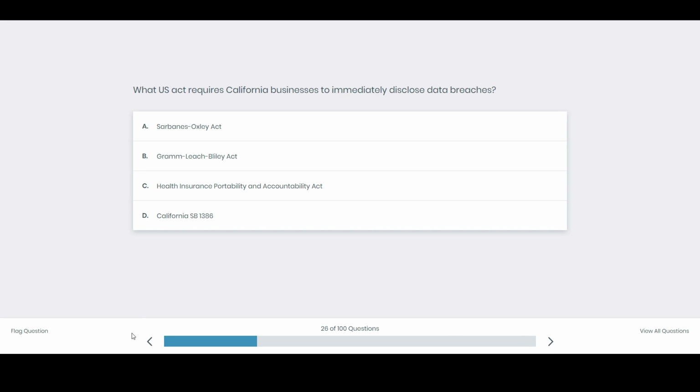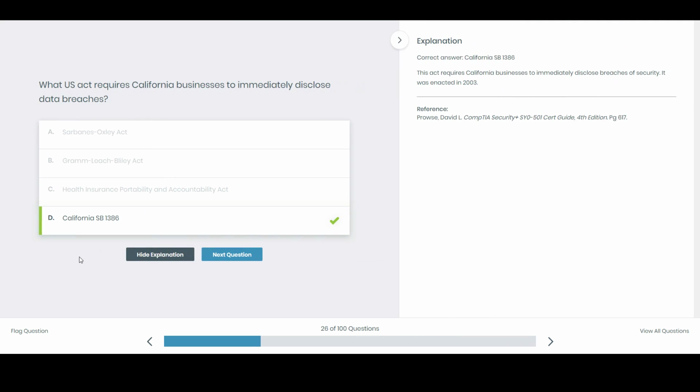What US Act requires California-based businesses to immediately disclose data breaches? This is easy because this is California-based. SB 1386. What is the explanation? This Act requires California businesses to immediately disclose breaches of security. All right.